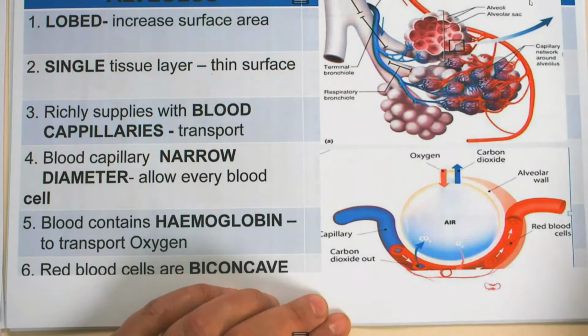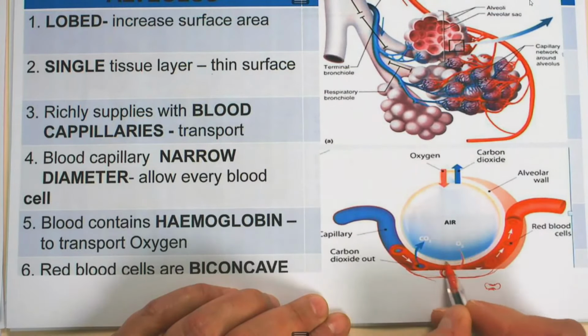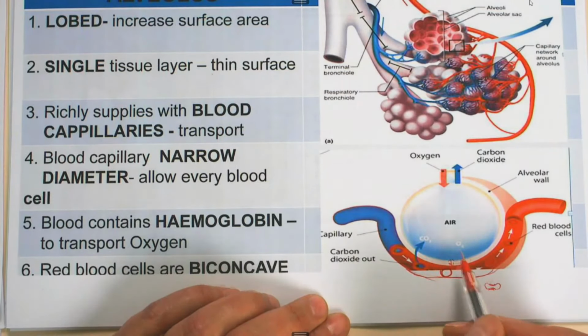Okay, so we started off by saying it's lobed because look at how many we have. It increases the surface area and it's taking up less space. Then the next thing, this is a single layer. It's a very thin layer, and it needs to be a single layer so that it can be thin, because then it's only a short distance for the CO2 and the O2 to be diffused over this membrane.